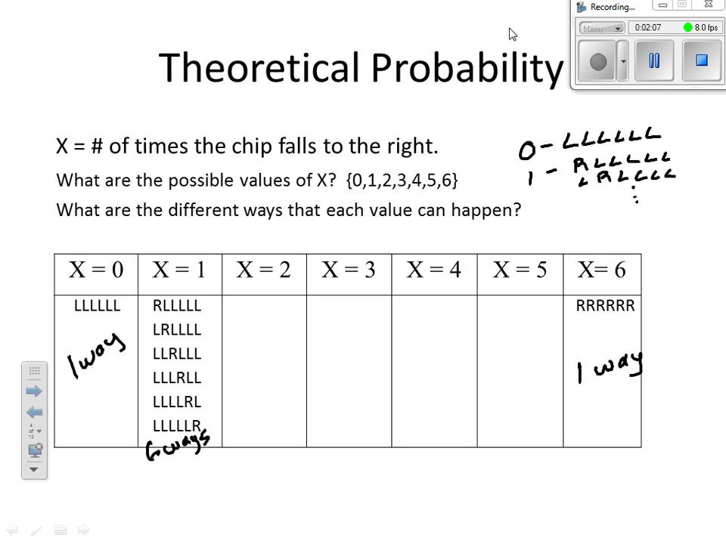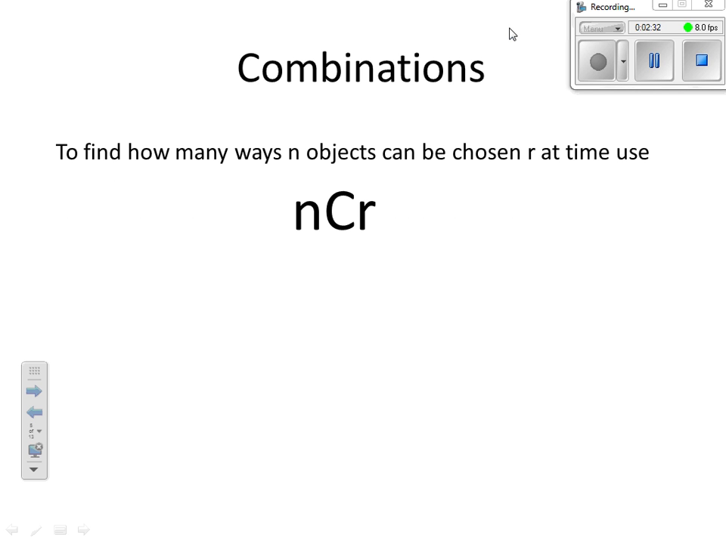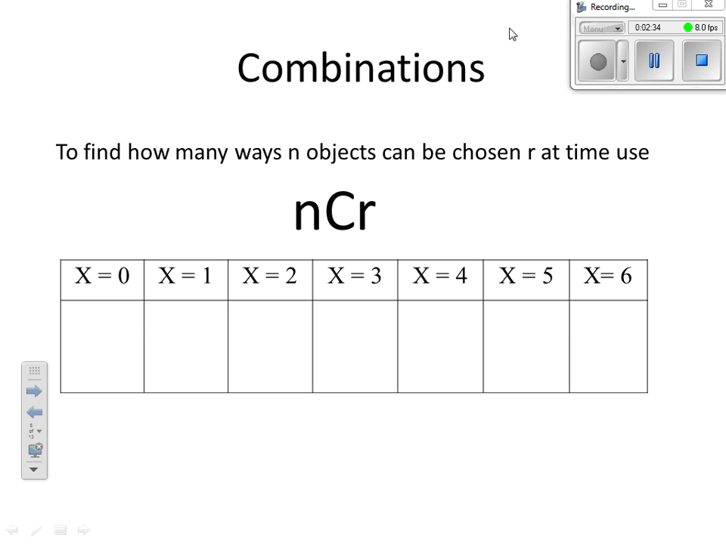As we start to look at 2 right turns, it gets a little bit more complex. Right, right, and then a bunch of lefts. There are a lot of ways we could come up with 2 rights and 4 lefts. Left, left, right, right, left, left. Even if we're really, really organized with how we're doing this, there's going to be a lot of combinations, so we need something different. This is where combinations can come into play.